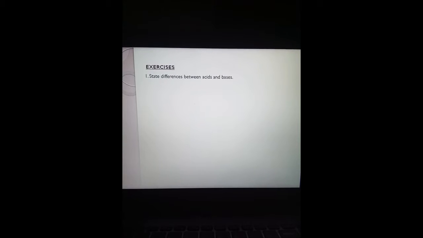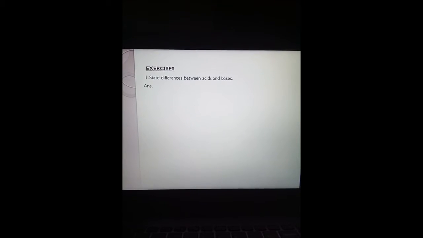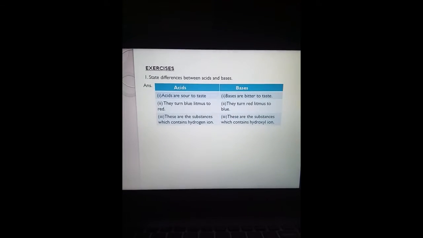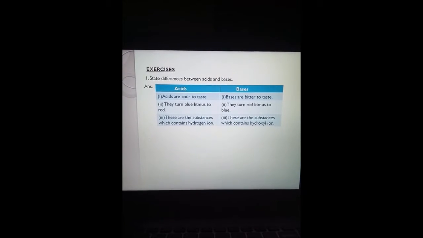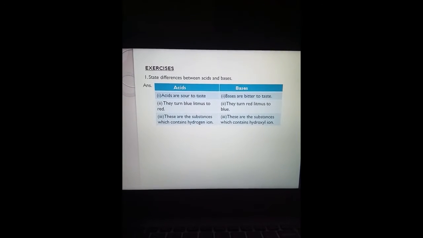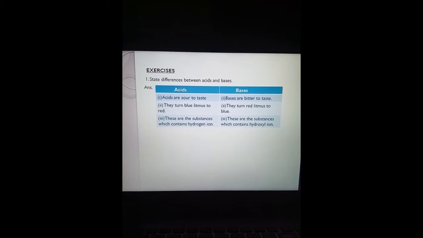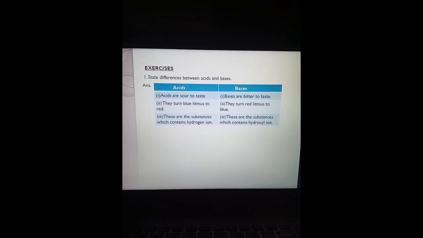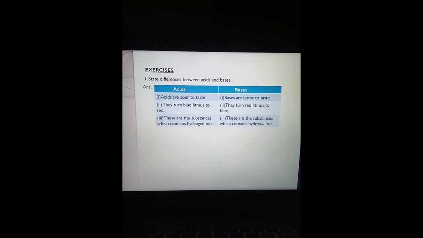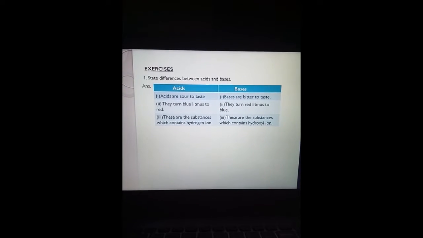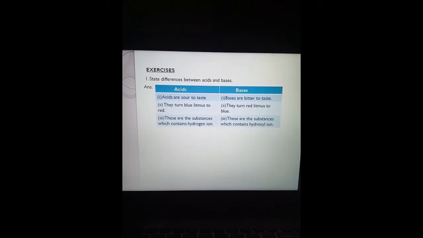The first question is differences between acids and bases. The answer can be drawn from the summary itself. These are the differences. Acids are sour to taste, whereas bases are bitter to taste. Acids turn blue litmus to red, whereas bases turn red litmus to blue. Acids are substances which contain hydrogen ion H+, and bases are substances which contain hydroxyl ion OH-.